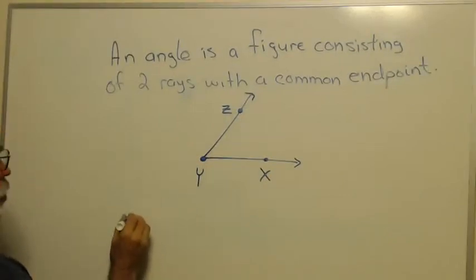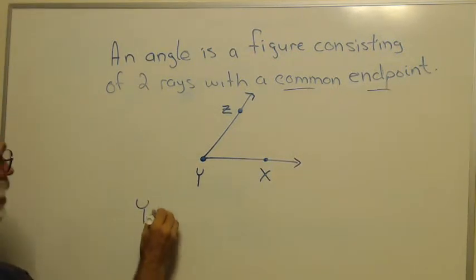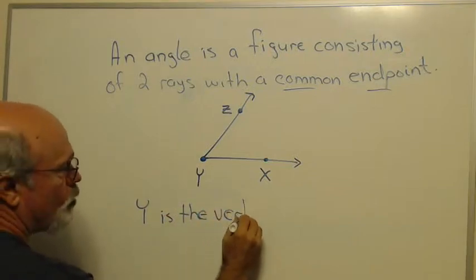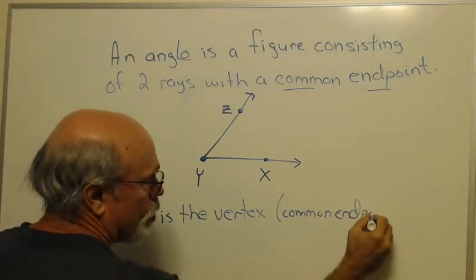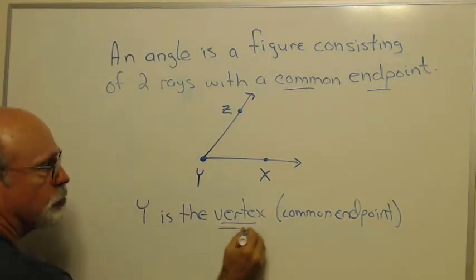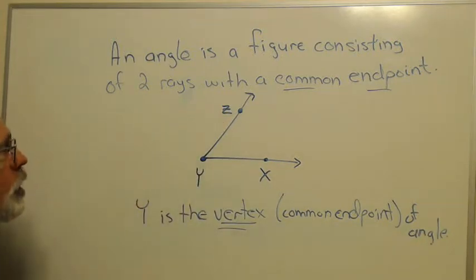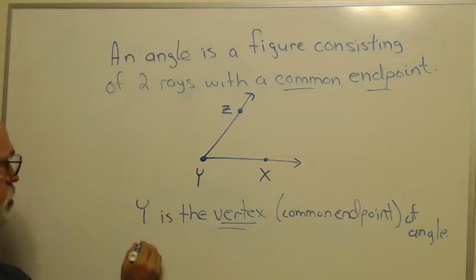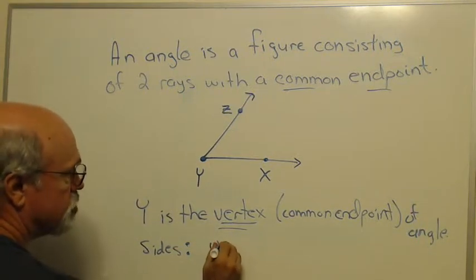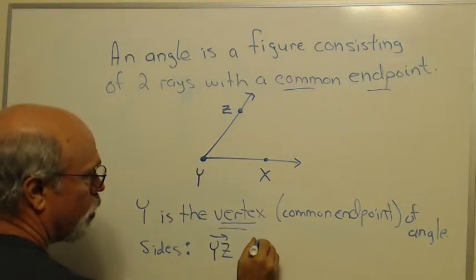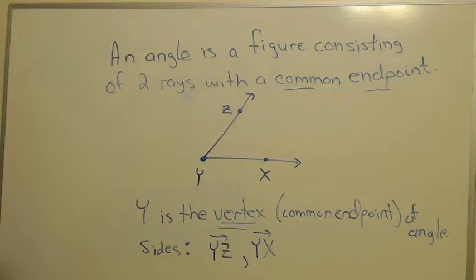We would say that Y, which is the common endpoint, Y is the vertex, which just means it's the common endpoint, of the angle. The two rays are the sides of the angle. So the sides of the angle are ray YZ and ray YX. The Y must come first in naming those rays because the Y is the endpoint of both rays.